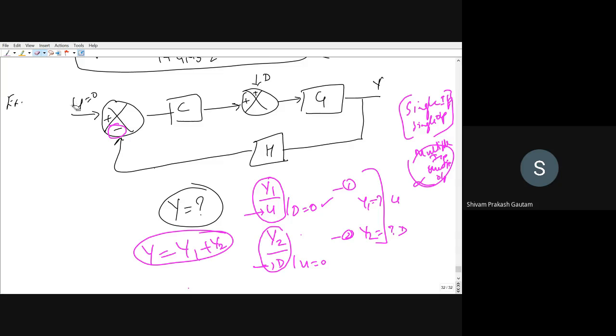Just see what I'm doing. If u is not there, I'm erasing this. Either you can add a transfer function having -1 as a gain, or you can add -1 directly to h. Whatever you want, you can do that. So let me add -h as it is, and the rest of the circuit will look like this. Here D is an input. Now -h and -c are in cascade. These two are in cascade.